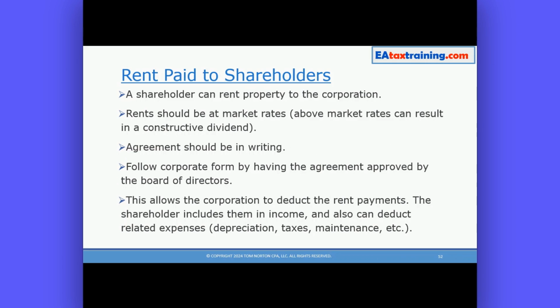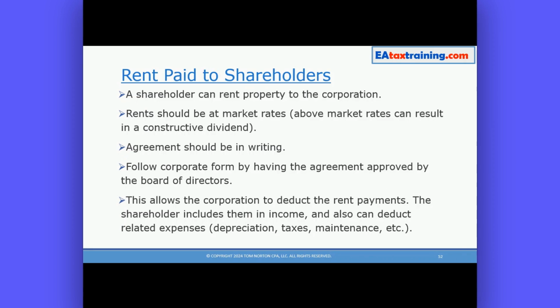So let's say that you've got a building that the owner owns and is renting to the corporation. And let's say that the fair market value rent on that building is $3,000 a month. And the corporation and the shareholder enter into an agreement for the corporation to pay $7,000 a month for that building. Well, that excess $4,000 a month would be reclassified as a dividend because even though you're calling it rent, really that extra $4,000 is not rent, that's a dividend.